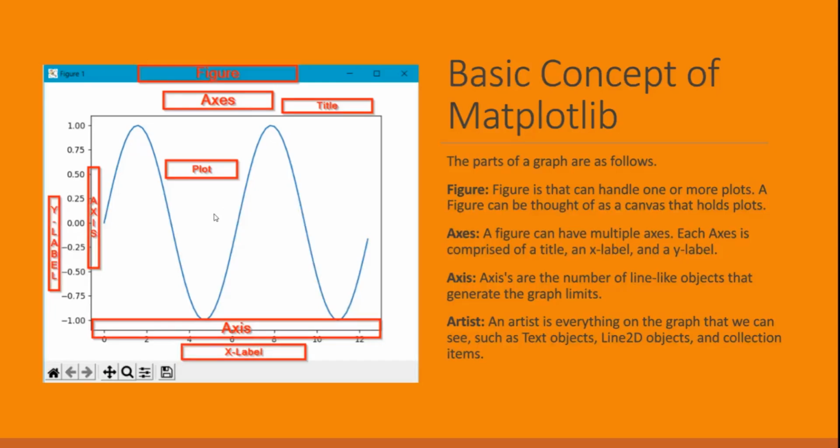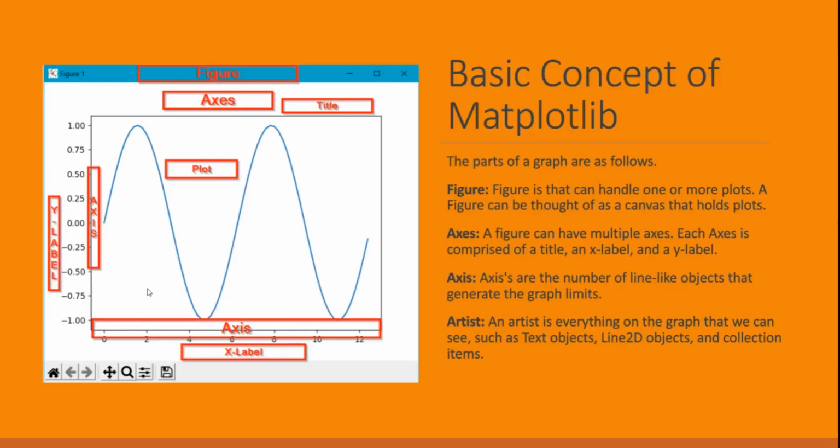Now let's talk about axes. The axes are the number line like objects that generate graph limits. Here you see that the y-axis has a limit from -1 to 1 and the x-axis has a limit from 0 to 12. These two limit lines are known as the axis. This one is known as the x-axis line and this one is known as the y-axis line.